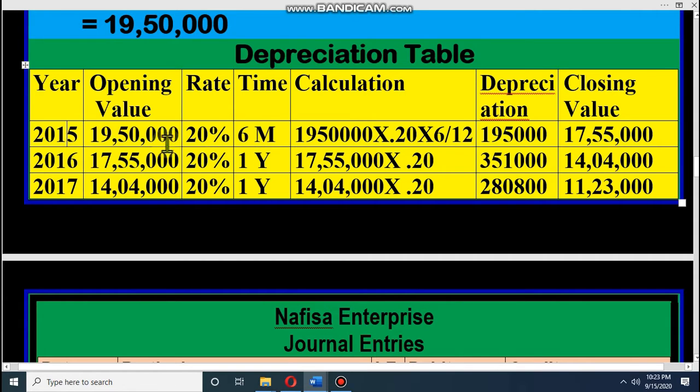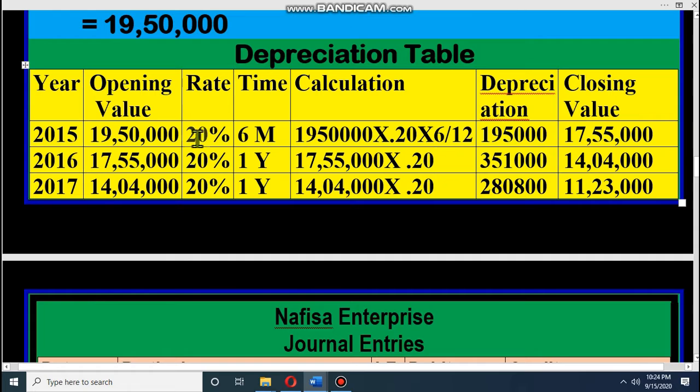So calculation is 19 lakh 50,000, the depreciable value of the machine, into 20%. 20% means 0.20, into 6 by 12, because it is for 6 months. If we calculate this one, this will be for 1 year, and into 6 by 12, then it will be for 6 months. Dear student, then the value will be 1,95,000. Now closing value.